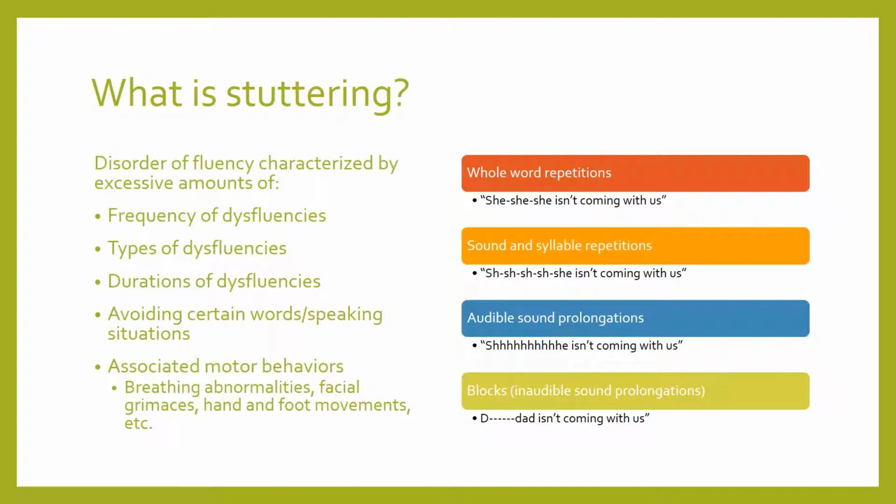They might also have breathing abnormalities where they breathe very quickly or they breathe at the wrong time. So a sentence might turn into, I went to the, store the other day, where it really breaks things down because they don't have that coordination of their breathing and their speaking. They could also have facial grimaces where you see their eyebrow wrinkle, or they bite their lip, or they look confused. They could also have hand or foot movements where they're tapping their finger, or they're rolling their fingers together, or tapping their foot. It just depends on the person and their coping strategy for their stuttering.